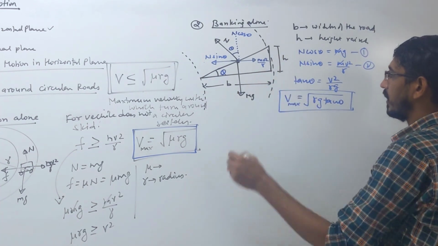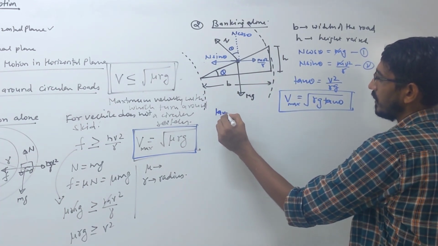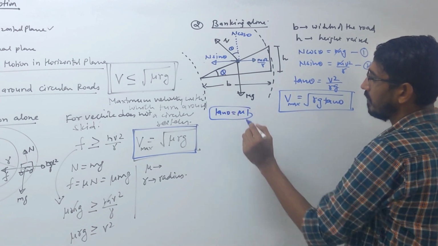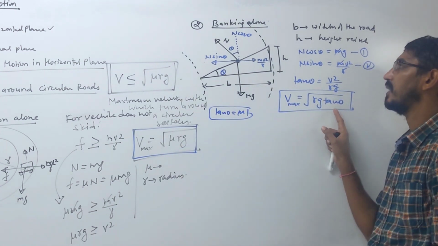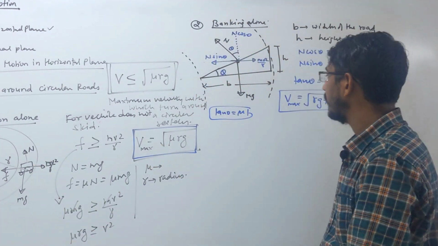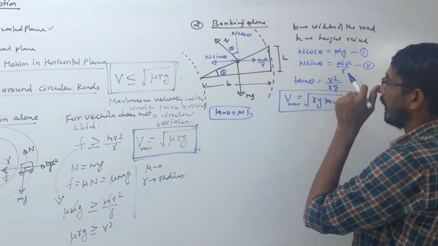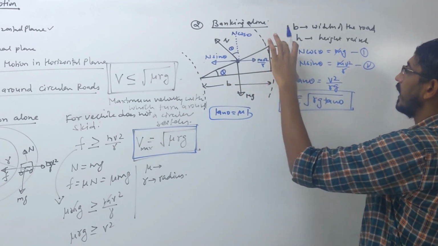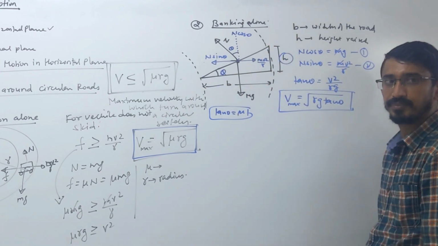If you watch the last topic, tan theta was simply equal to mu only, right? So same thing only. Instead of mu, what came here? Tan theta. When I talk only banking and only friction, mu is coming, right? Okay, here one additional question can be asked in terms of this b and h. They can ask you how much height we should rise, correct?